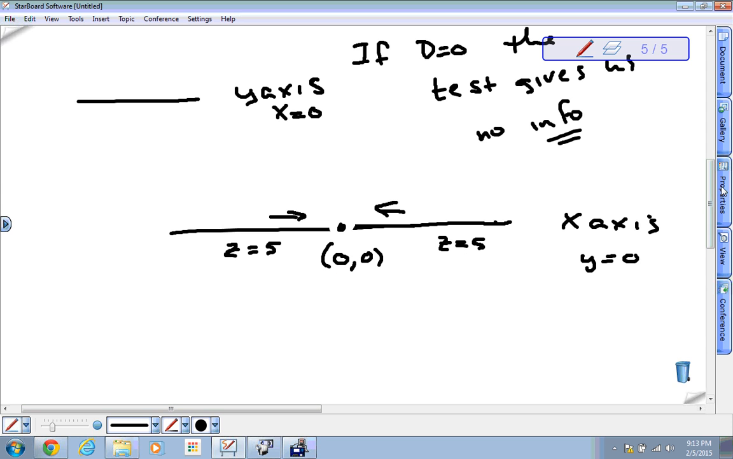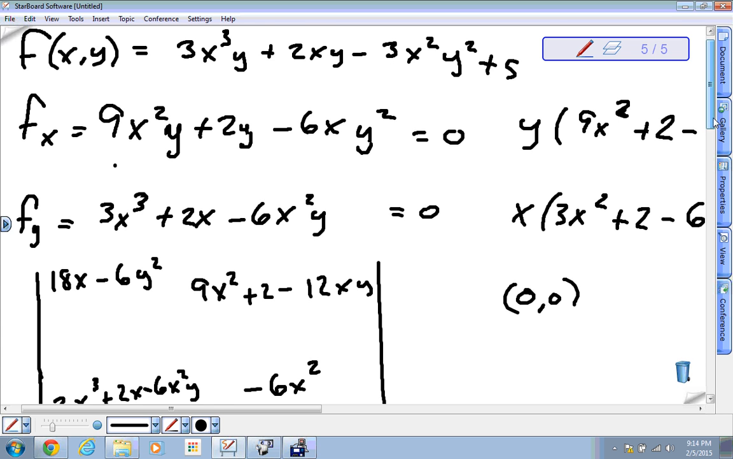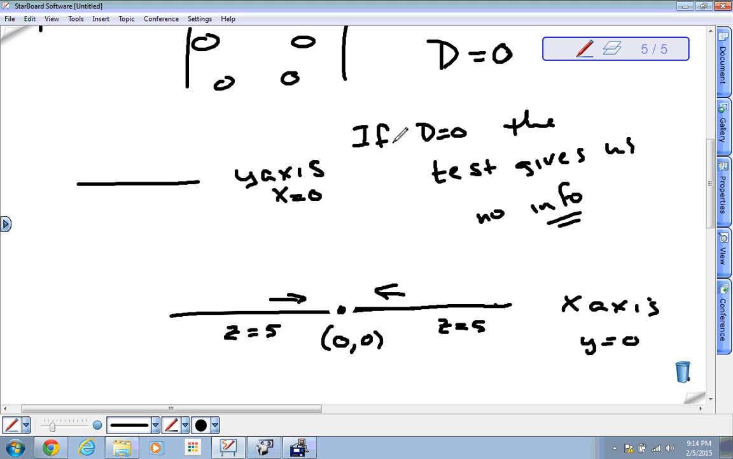And if you look at it, it makes perfect sense, coming back to the original function. As you approach 0, 0, let y be something other than 0, and this whole value is approaching 5. It's decreasing to 5. And so the reason this test gives us no information is that as you approach 0, 0 here, this one comes down, as if it were going to be a minimum.